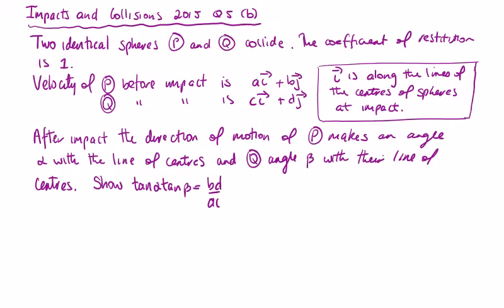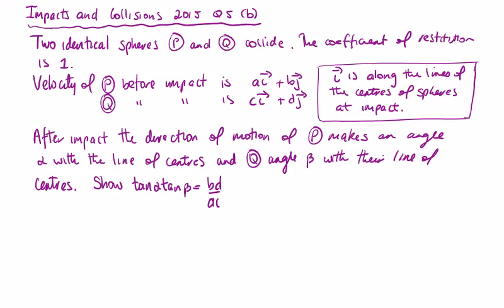Impacts and collisions 2015 question 5b. Two identical spheres, P and Q, collide. The coefficient of restitution is 1. The velocity of P before impact is AI plus BJ, and Q is CI plus DJ. I is along the line of centers, and we'll see that in the diagram.